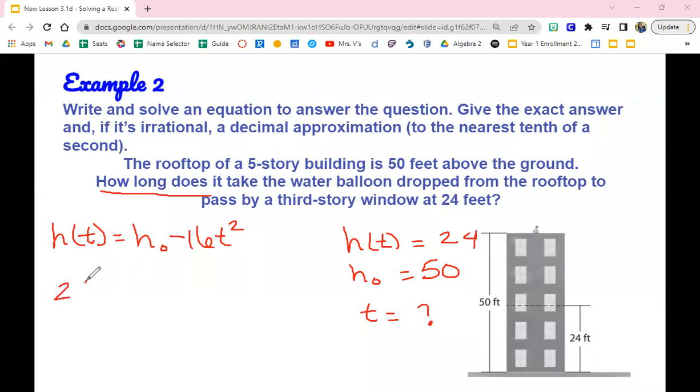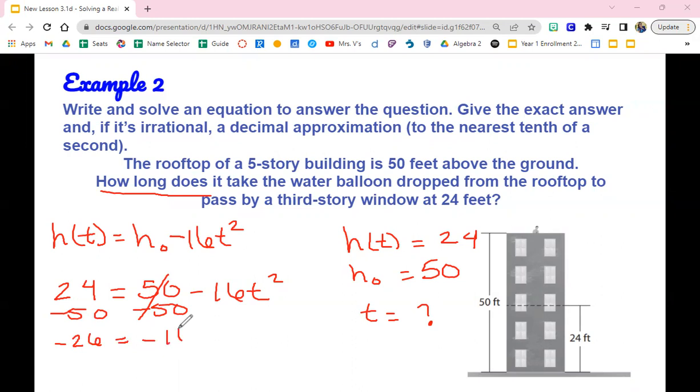We want to know at what time will it hit 24, starting from 50 feet, and is being directly dropped from our 50-foot story building. All right, now that we have this, we're going to solve by doing the square root method, basically isolating that variable. So my first inverse operation should be subtract 50, subtract 50. I'm left with 24 minus 50, negative 26 equals negative 16t squared.